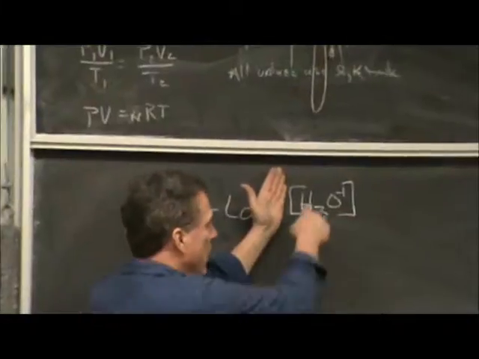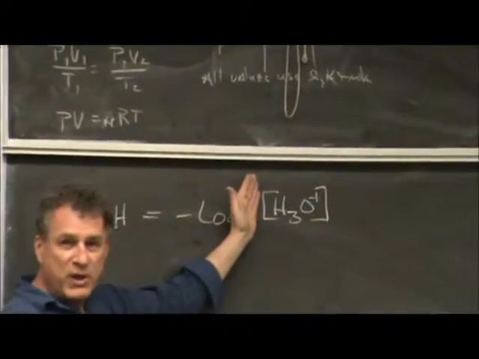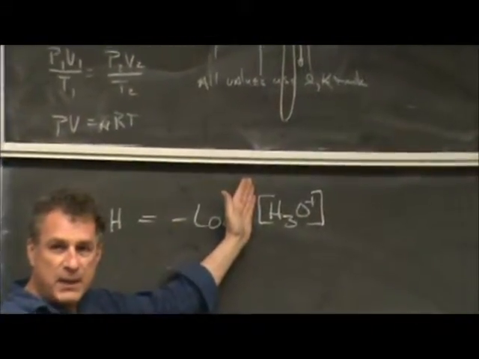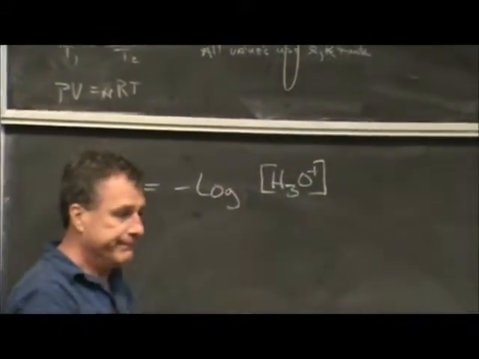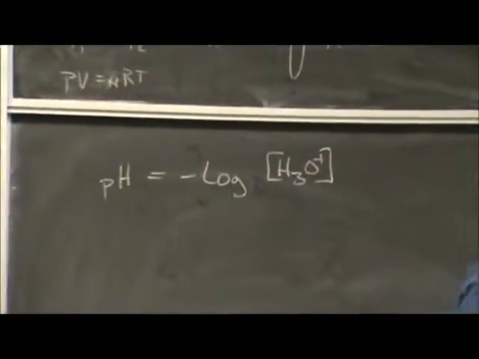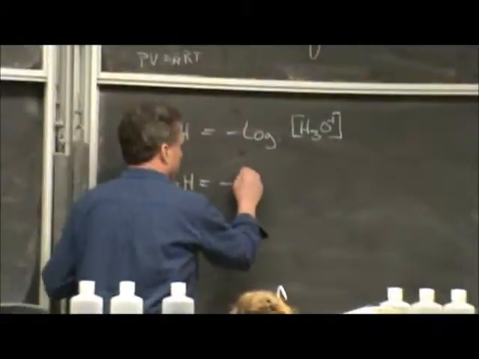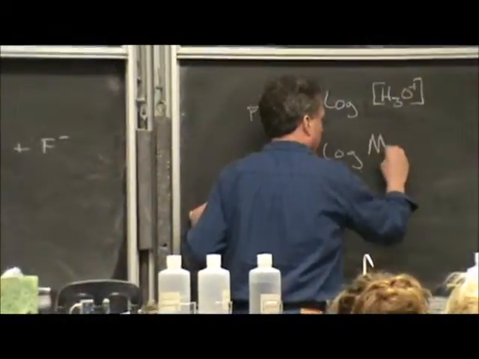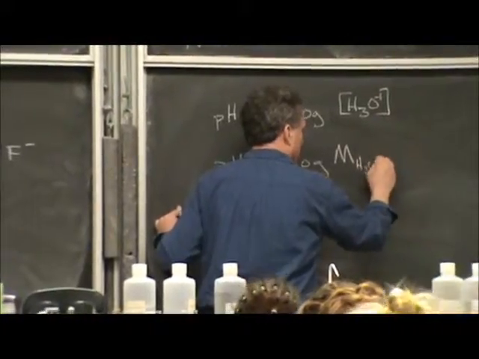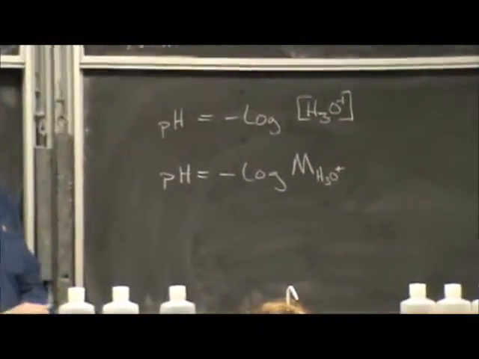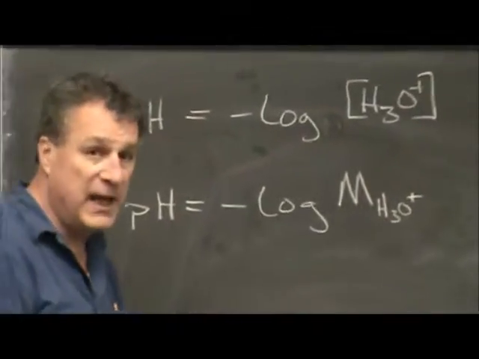In chemistry, square brackets mean concentration in moles per liter of whatever's inside. Concentration in moles per liter. It's molarity, isn't it? This formula is often written like this. What's the M mean? Molarity. It's often written like this.